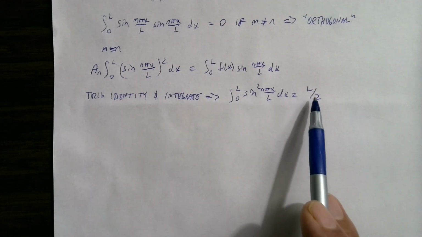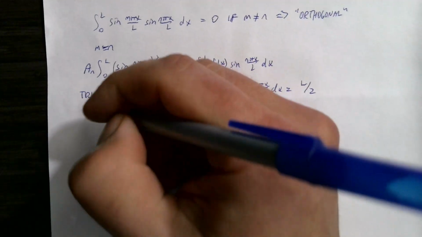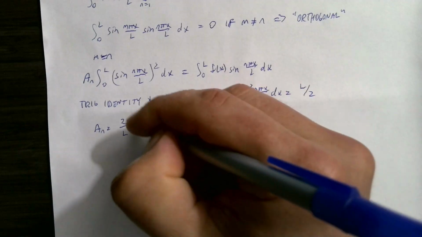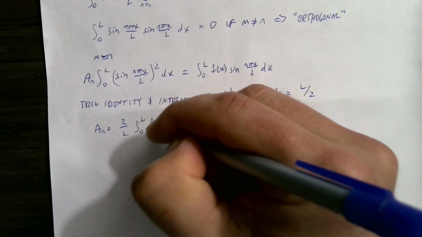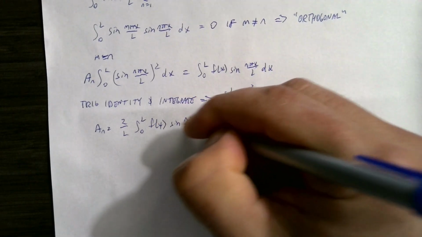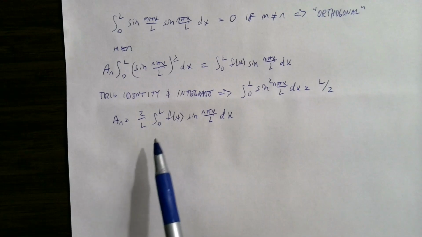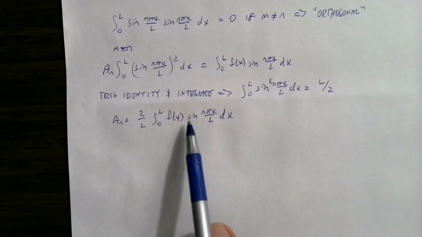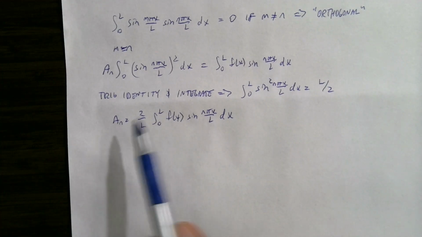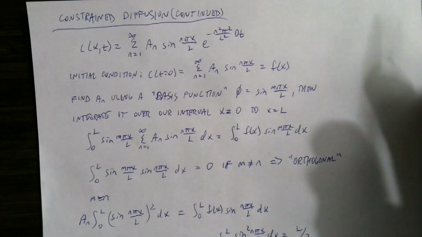All right, so we get that, then this whole thing becomes just L over 2, and that then tells us that a sub n, we can now solve for it. A sub n has to be equal to 2 over L times the integral from 0 to L of f of x times sine of n pi x over L dx. Okay, so this means that all we need to do is perform this integral for whatever our initial function f of x is, and we can find all the coefficients that we need for our equation up here to satisfy the initial condition.